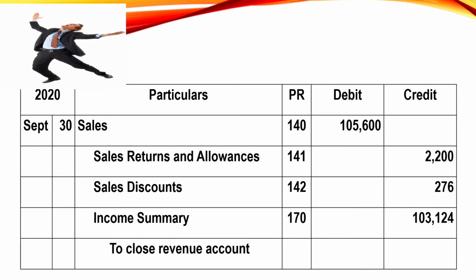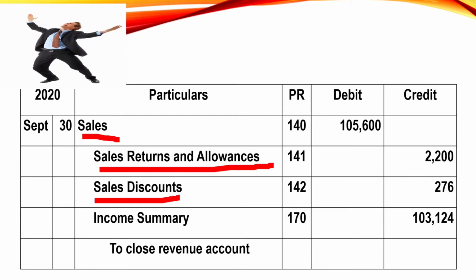In the revenue part, we have the sales, the sales returns and allowances, and the sales discount. So, we need to debit the sales, which is 105,600. We also have the sales returns and allowances on the credit part, 2,200.